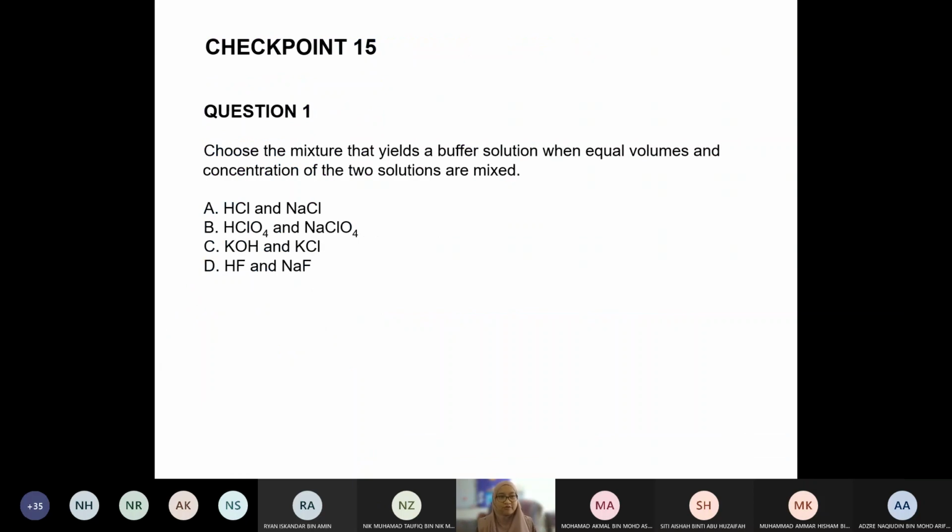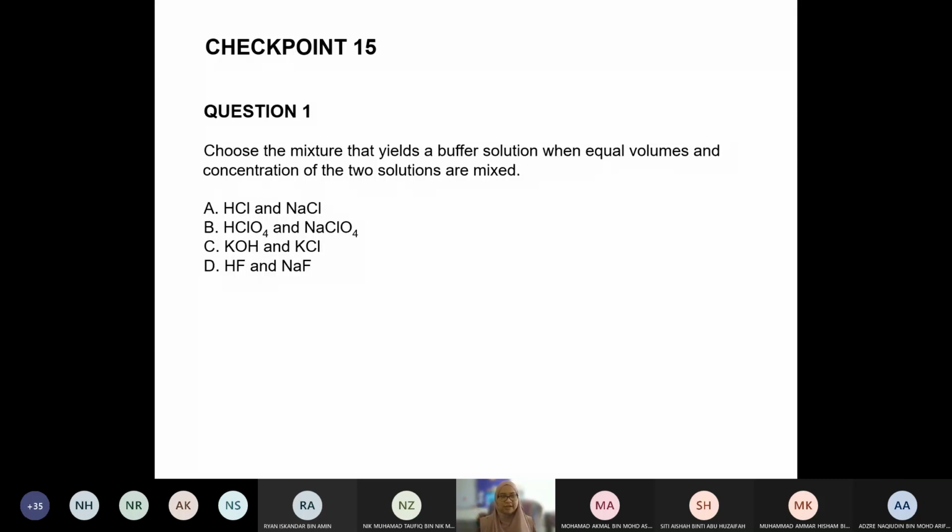Okay, checkpoint 15, question 1: choose the mixture that yields a buffer solution when equal volumes and concentrations of the two solutions are mixed. Okay, so baca 15 saat, saya nak jawapan sekarang. Okay, anybody? Okay, jawab. This is based on the definition that we have learned just now related to buffer. Okay, so which of the following, A, B, C or D, produces a buffer?